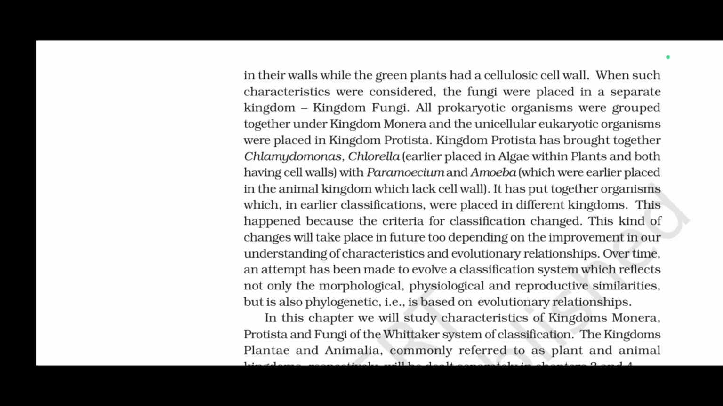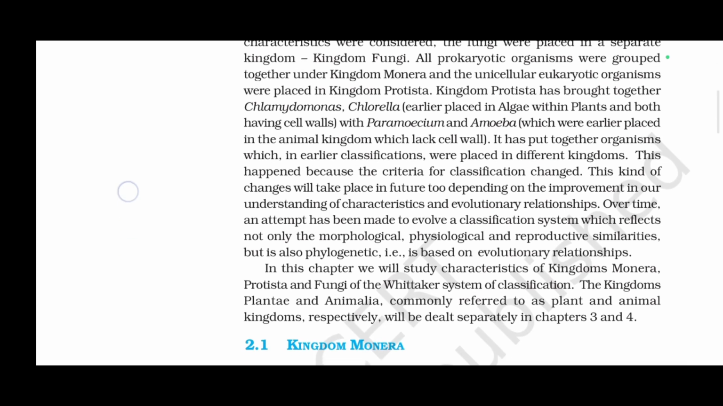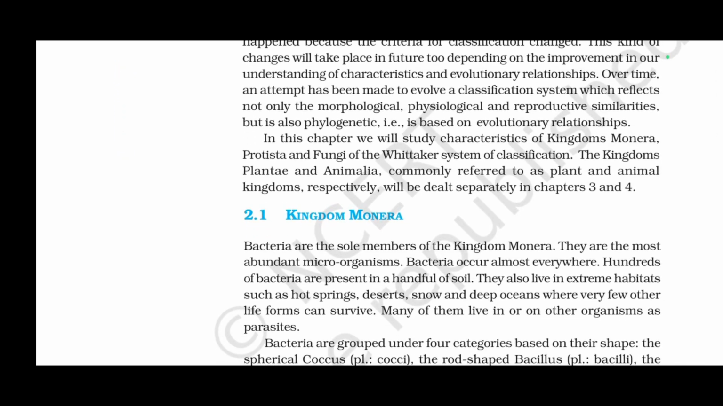Over time, an attempt has been made to resolve a classification system which reflects not only the morphological, physiological, and reproductive similarities, but is also phylogenetic, that is, based on evolutionary relationship. In this chapter, we will study characteristics of kingdom Monera, Protista, and fungi of the Whittaker system of classification. The kingdoms Plantae and Animalia, commonly referred to as plant and animal kingdom respectively, will be dealt with separately.